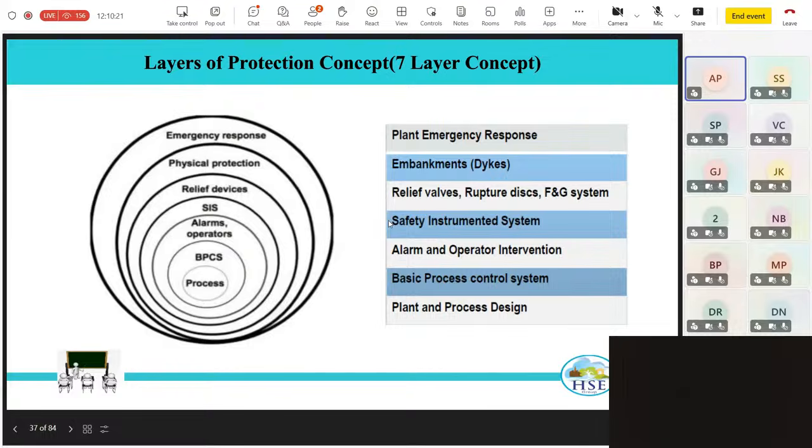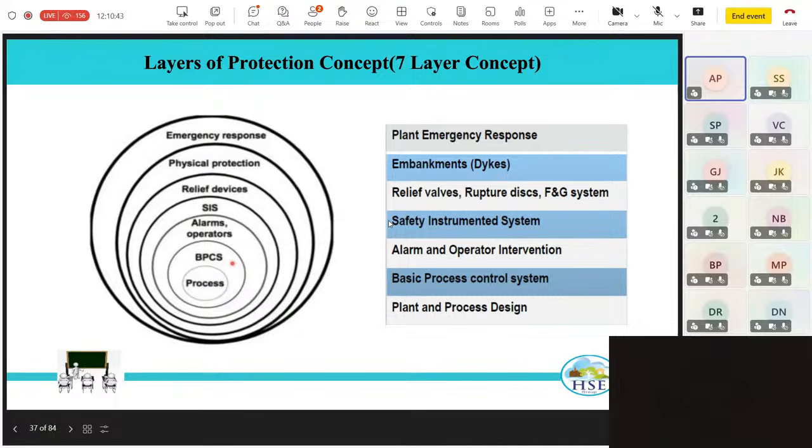If your process plant design is very robust, you may not need all the rest of the six layers, but for sake of explanation, I am going to explain all these seven layers. Okay. Next layer is the basic process control system. In short, it is called BPCS.